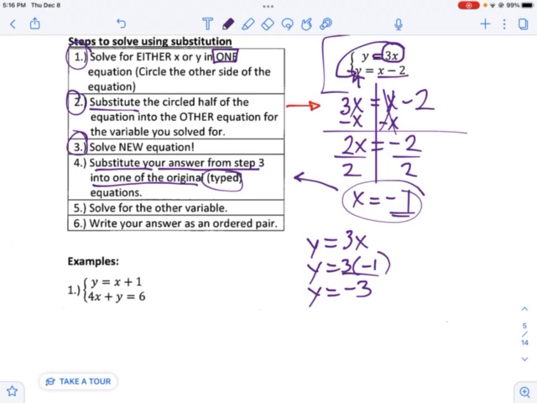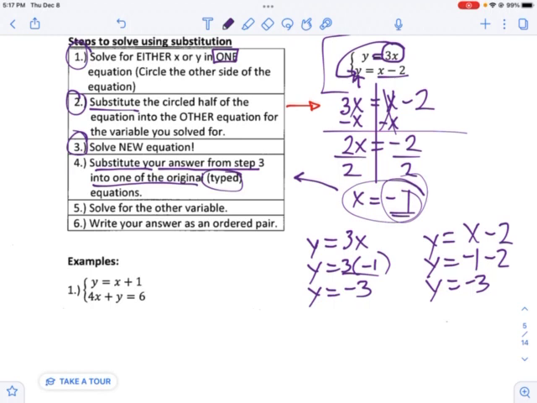Let's check the other equation just to show. So y is equal to x minus 2. Y is equal to, I'm going to put in -1 for x minus 2. And y is equal to -3. Again, you don't have to do both. I'm just showing you both. There are times when there's an easier equation to substitute back into, and times when it really doesn't matter.